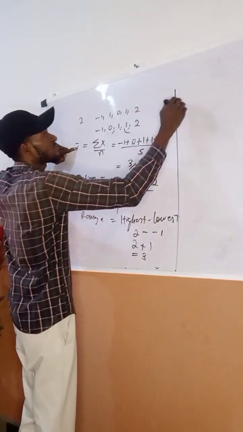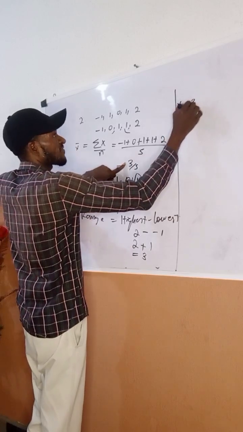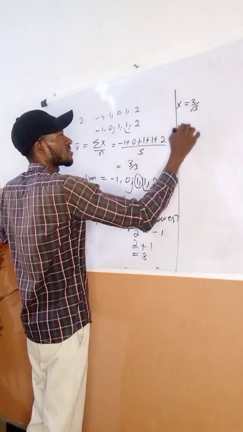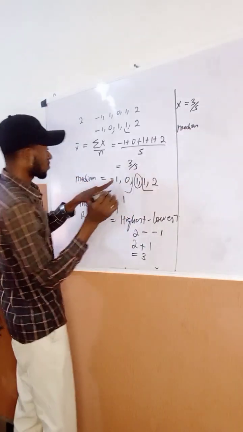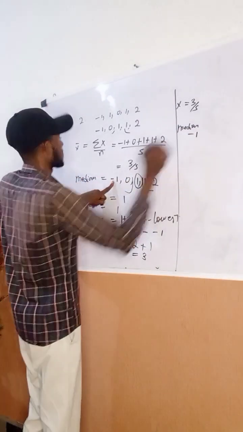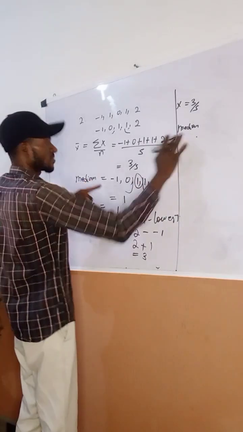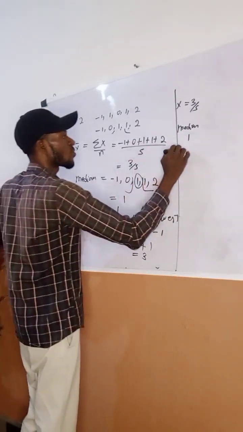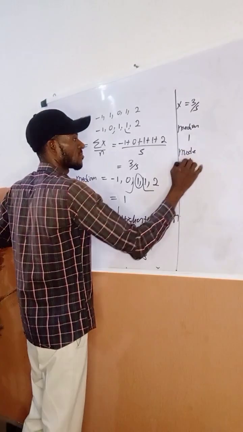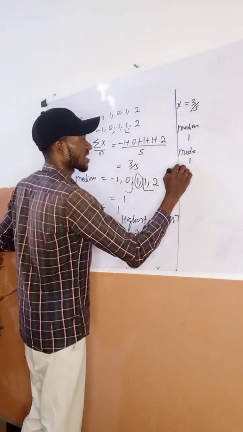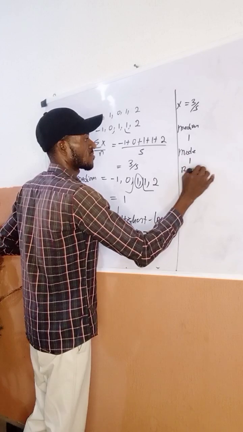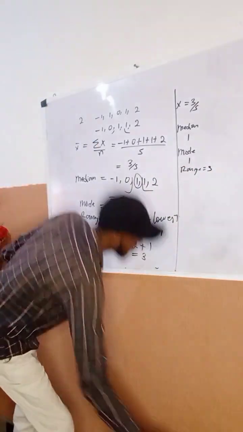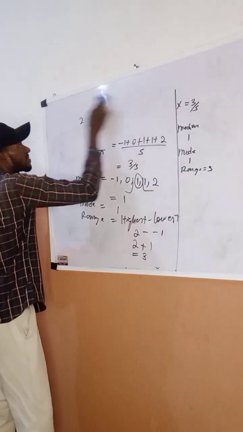So let me be labeling what we are obtaining by the side. We have gotten our x bar to be 3 over 5. We have gotten our median to be, sorry, median to be 1. We have gotten our mode to be 1. We have gotten our range to be 3. So I'll clean this place for us to go ahead. So permit me to clean here.